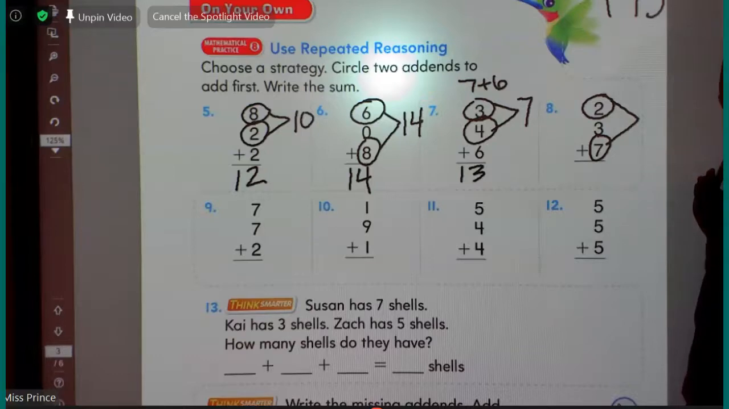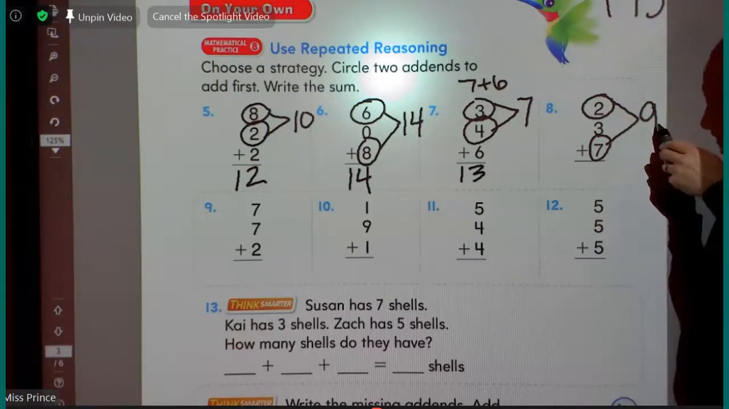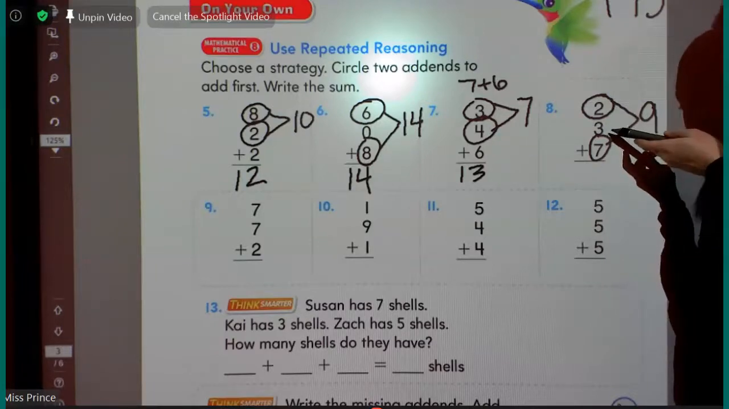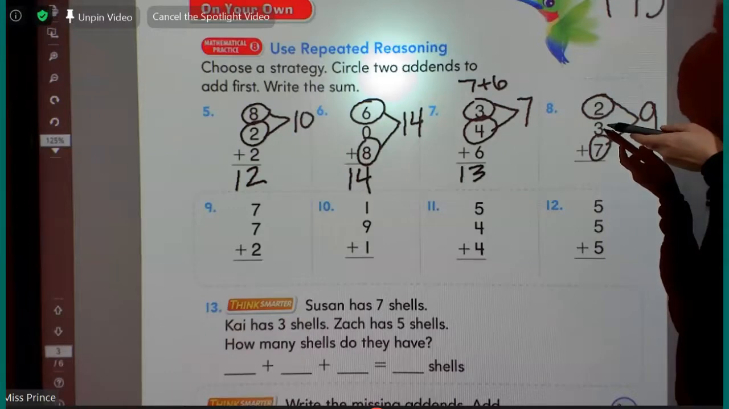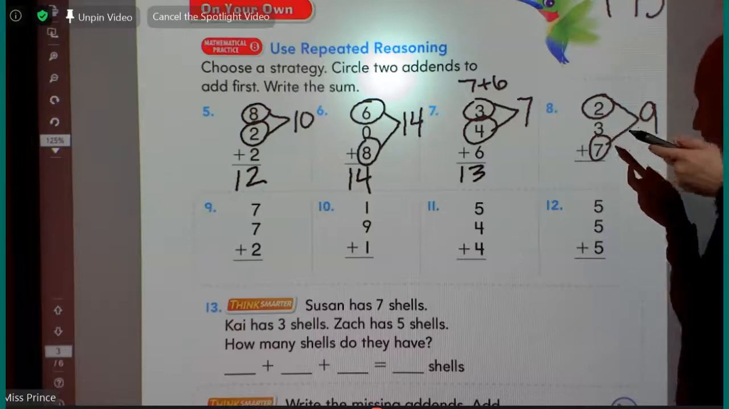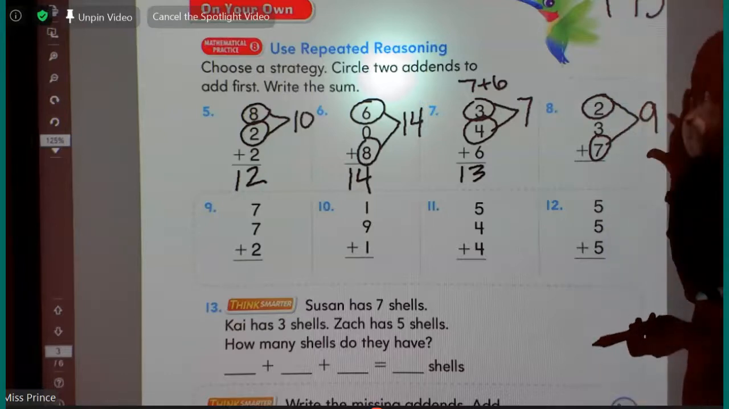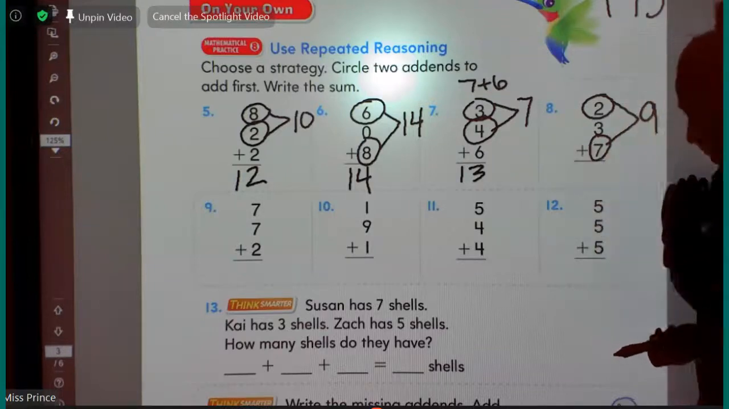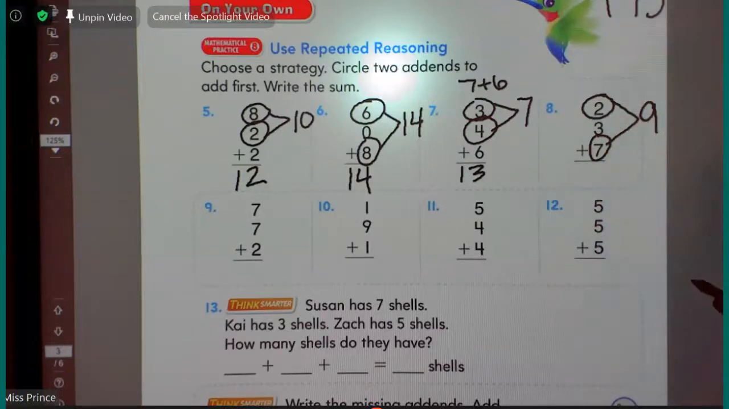Equals 9. So now you're going to take 9 and you're going to add it to the number you didn't circle. So 9 plus 3. 9 plus 3 is, scoop up your 9 and add 3 more. 10, 11, 12.